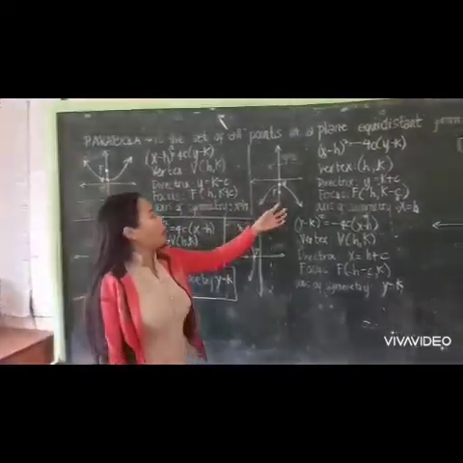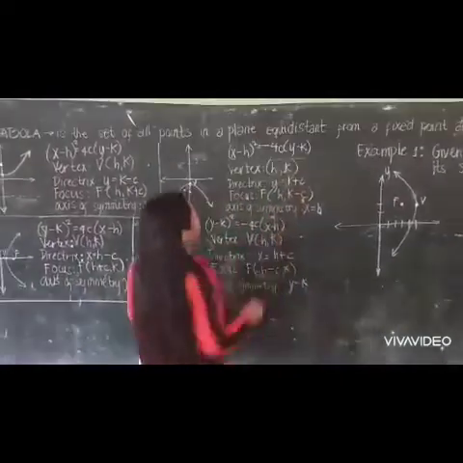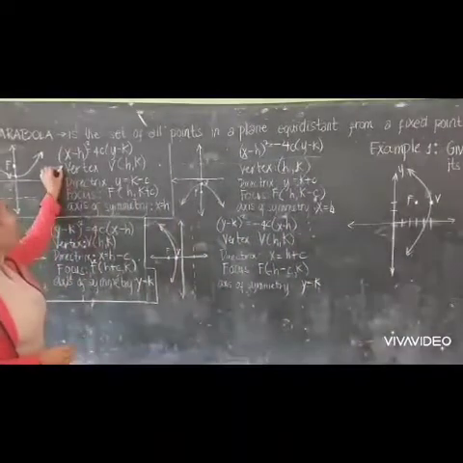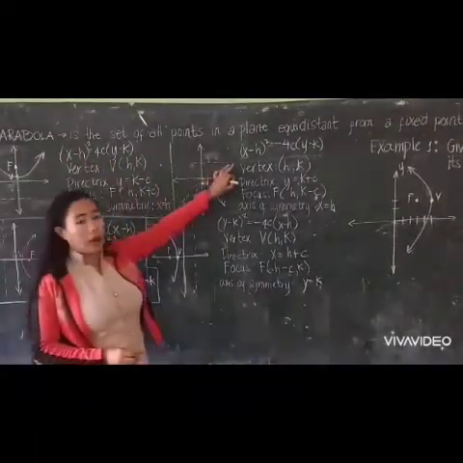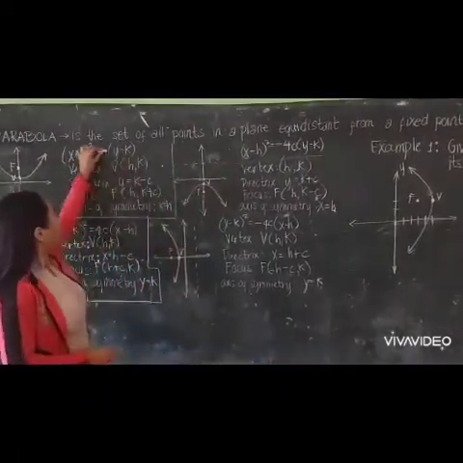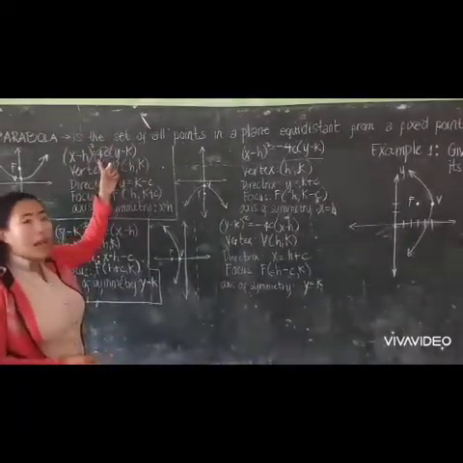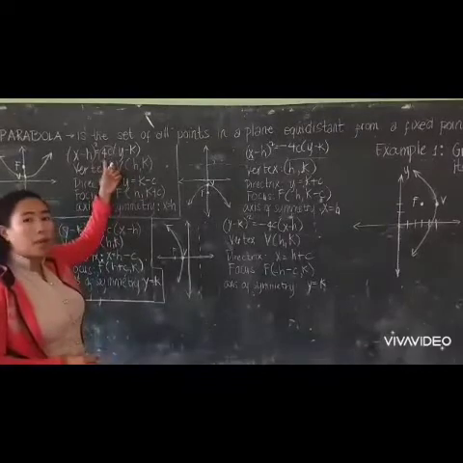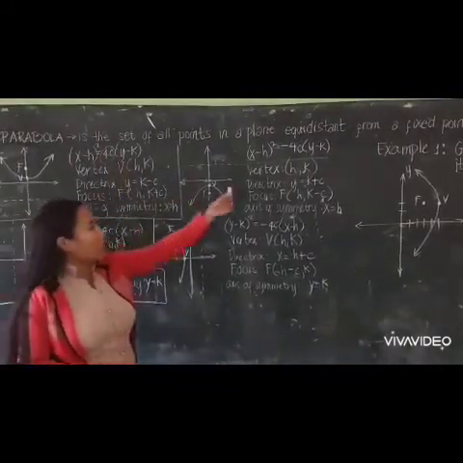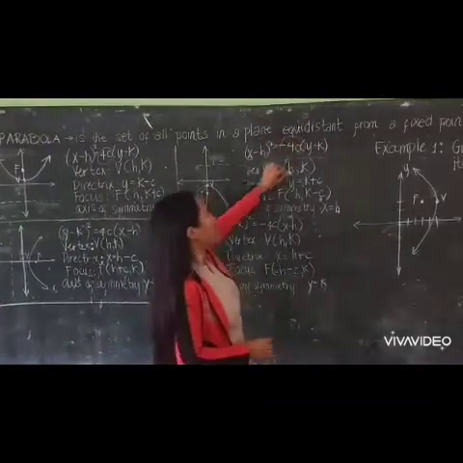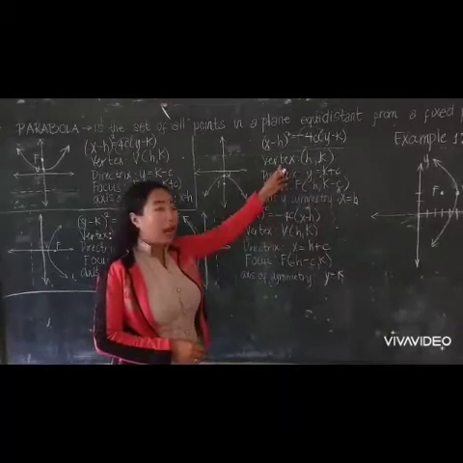So if your parabola opens downward, this is now your equation. As you can see, the equation of a parabola that opens upward and downward is the same, but it varies from the sign. If your parabola opens upward, your sign is positive 4c. Here it opens downward, negative 4c. Then the vertex is the same.